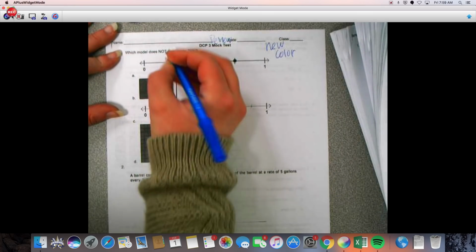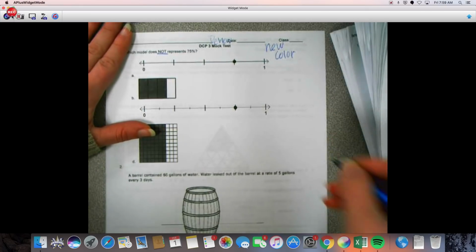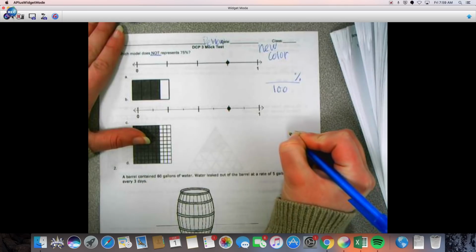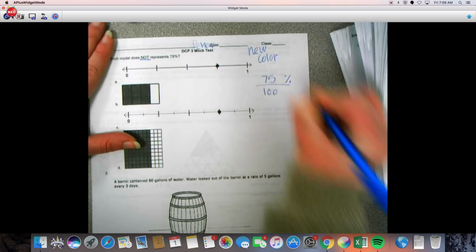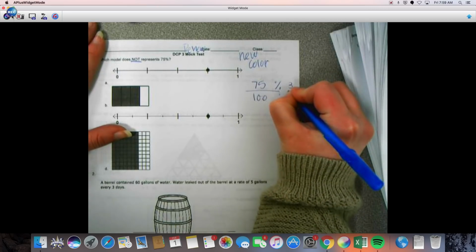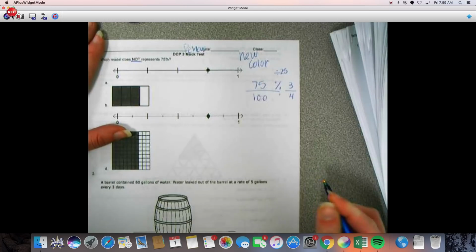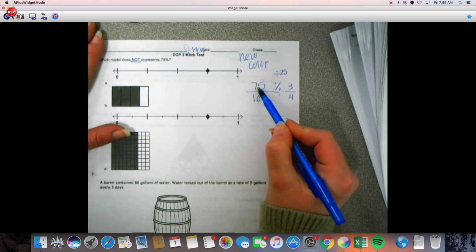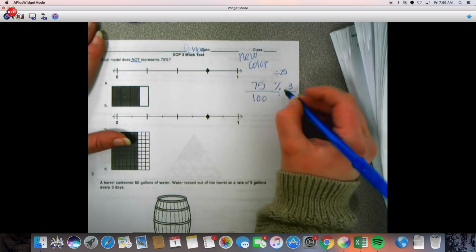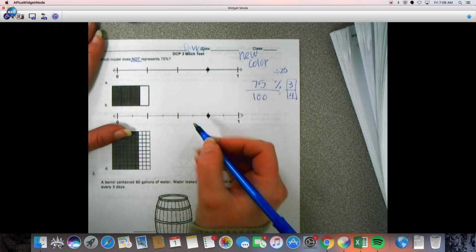Number one says, which model does not represent 75%? Well, I know that percent is always over 100. And if I have 75 over 100, I can reduce that down to 3/4 if I divide both of those by 25, because I know that this is basically 3/4 and this is 4/4. So if I just divide those by 25, I wind up with 3/4. So I'm looking for a number line that shows me that, okay?